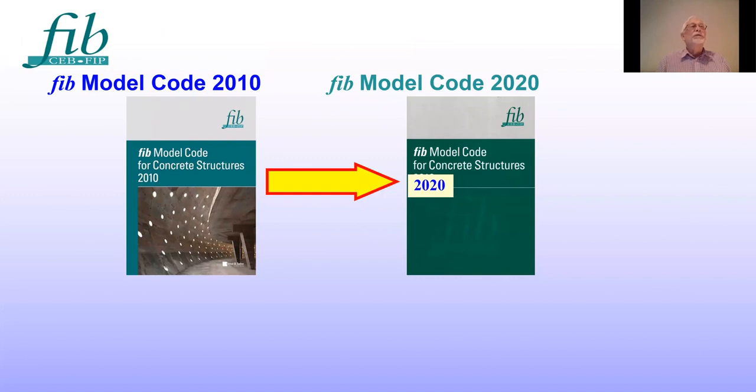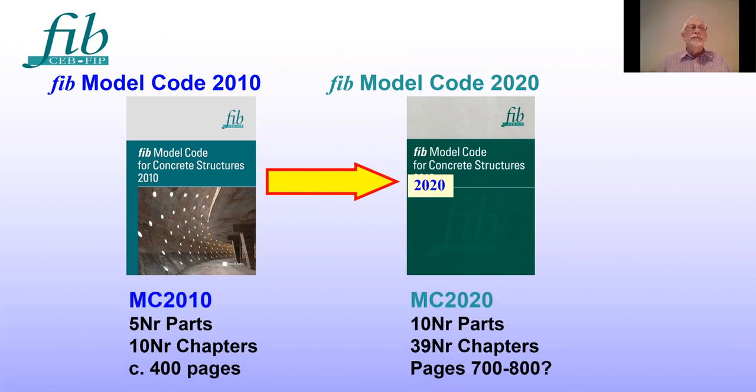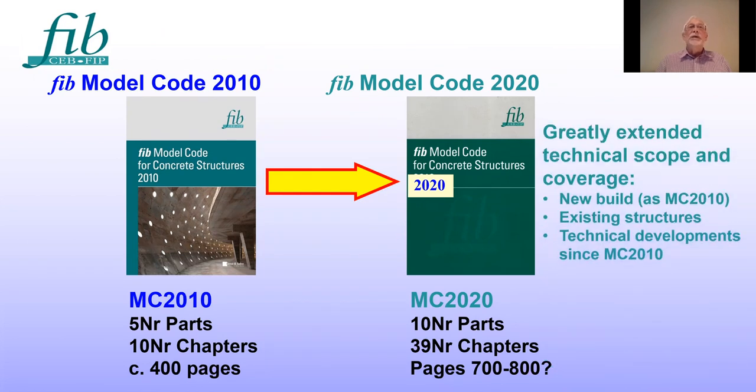Our starting point, of course, was the existing code, Model Code 2010, which was published in whole back in 2013. And that contained 5 parts, 10 chapters, and about 400 pages. Model Code 2020, with its greatly extended technical scope and coverage, will be larger. It addresses new build, as does Model Code 2010, but also goes on to deal with existing concrete structures and the technical developments which have occurred since Model Code 2010 was published. So Model Code 2020 is envisaged to have 10 parts, 39 chapters, and a page count in the order of 700 to 800 pages.